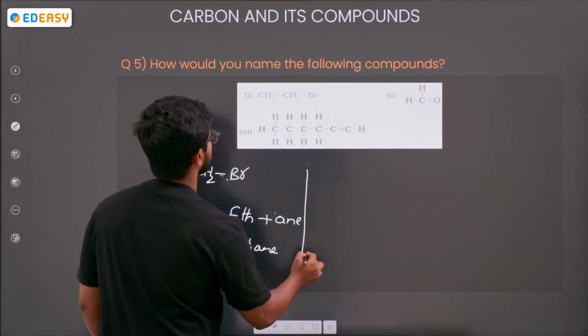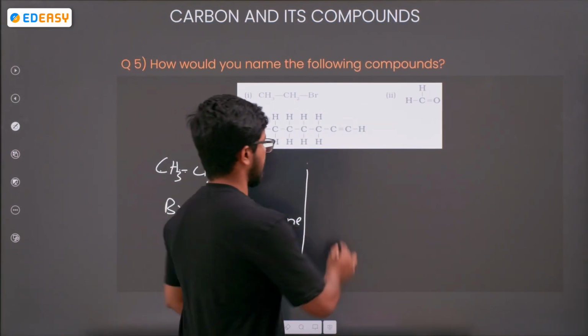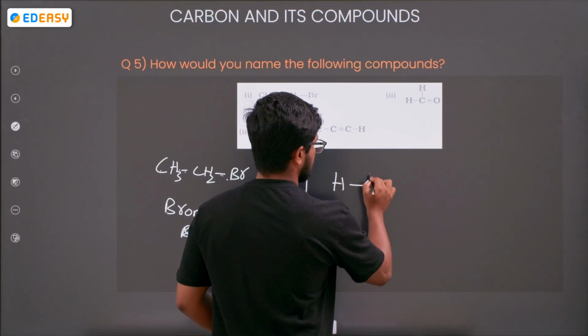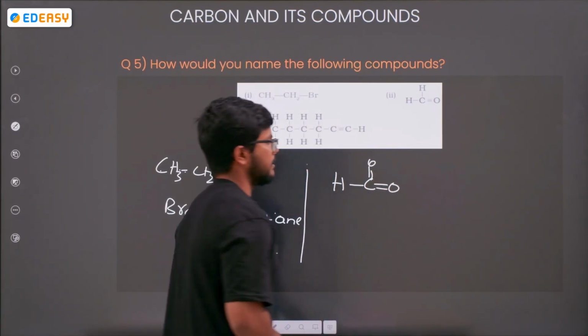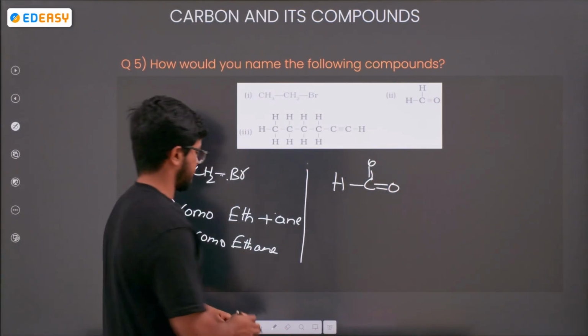Okay. Next is H double bonded O. Okay. Sorry.